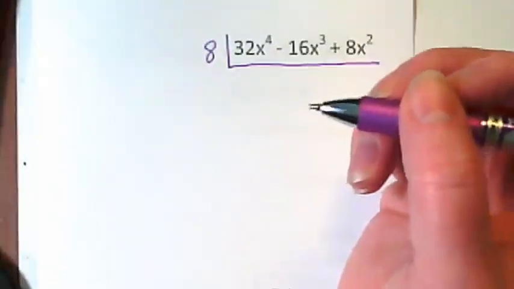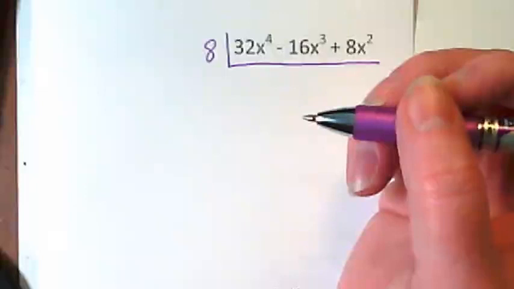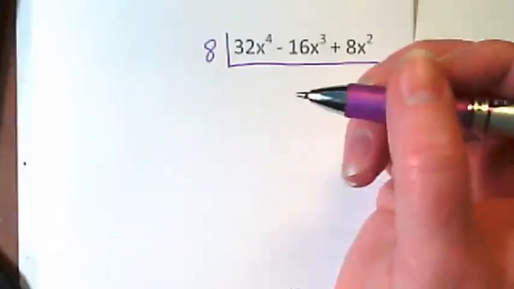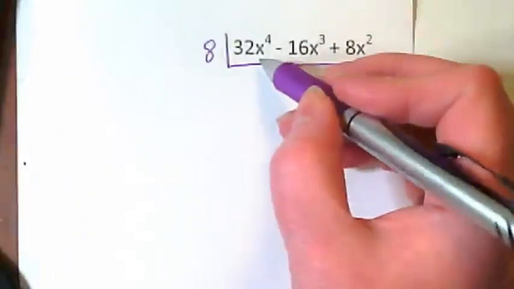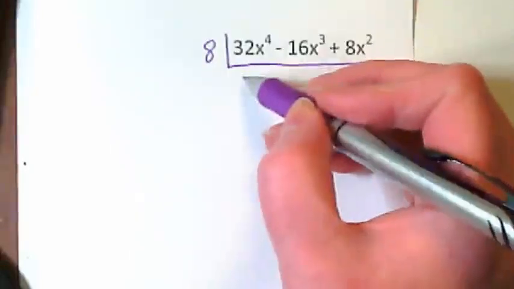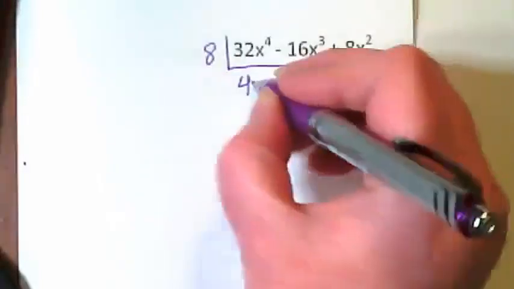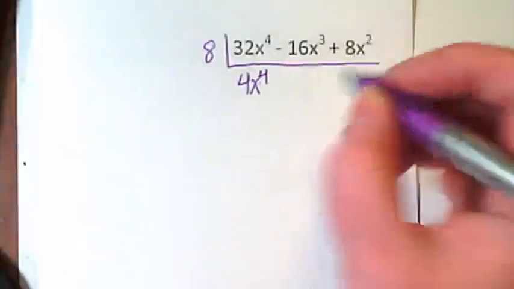I'm hearing two possibilities and they're both correct. I heard an 8 and I heard an x squared. Let's go with the 8 first, because I think that'll just make the terms easier to rewrite. It doesn't matter what we start with though.